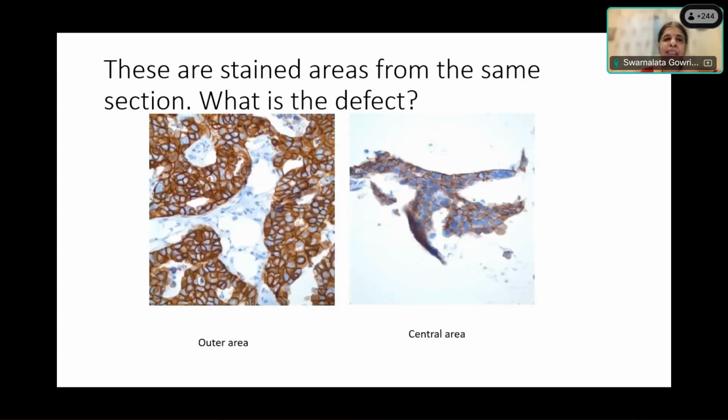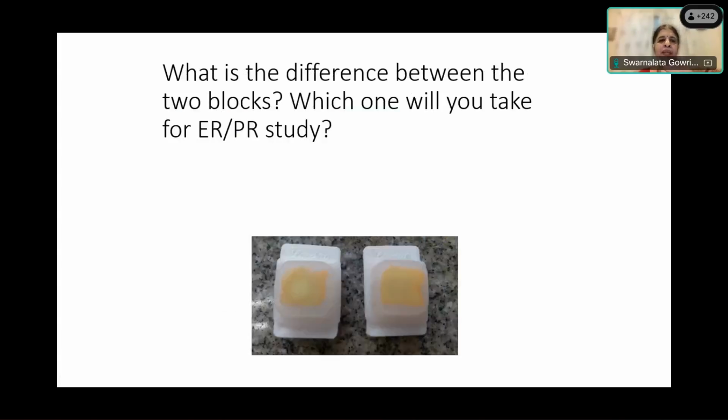And from the same section, if you do IHC again, the periphery is very well stained, but you can see the central area is completely, you don't know whether it's positive, is it membrane, is it weak positive, but this is the same cells. That is the importance of fixation. Yeah. So what is the difference between these two blocks? It's the same tissue. In the section on the left block, the center portion has been autolyzed.